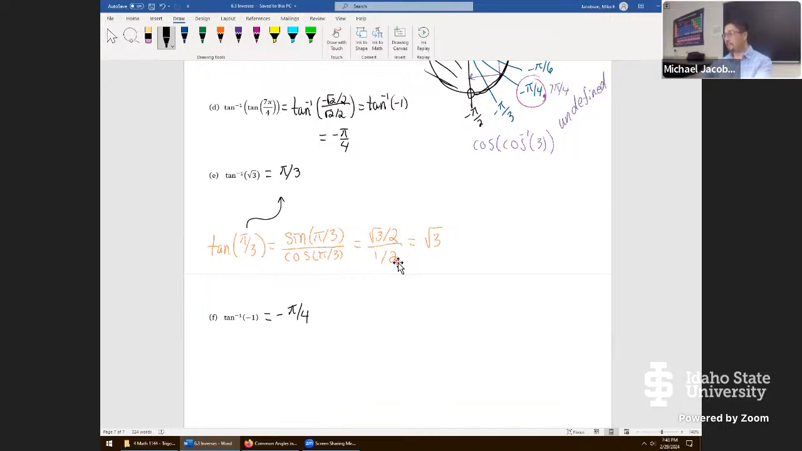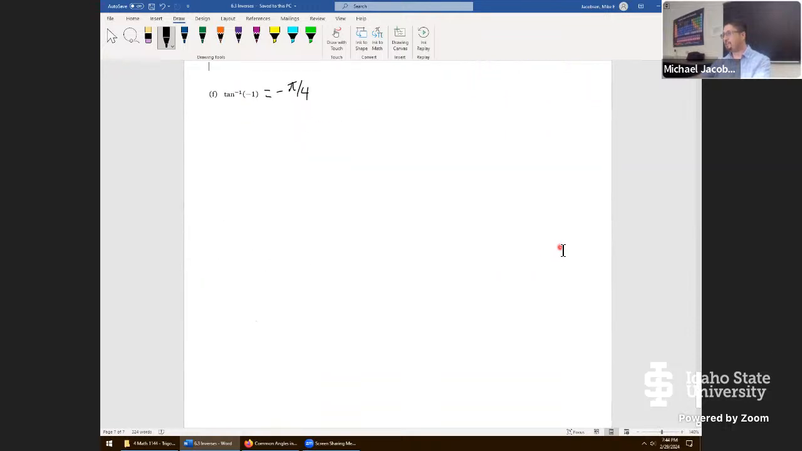Harder problem? Let's give it a try. To me, a harder problem would look like this. Calculate cosine inverse of sine of 1/3.